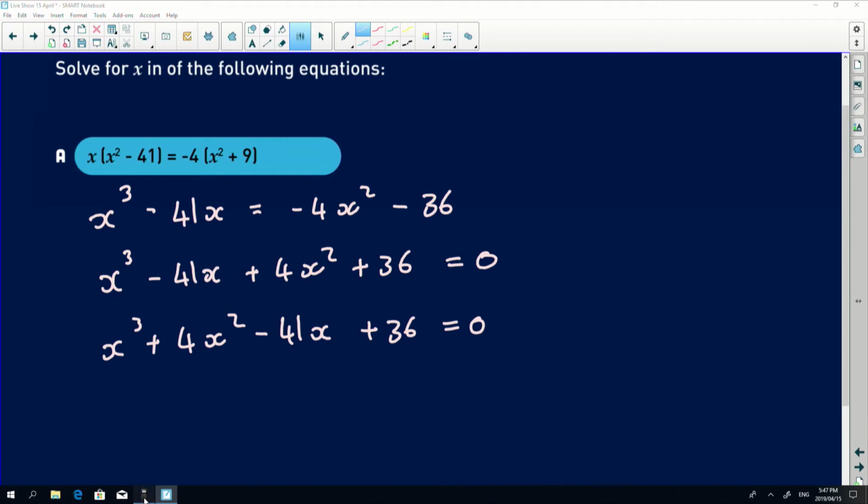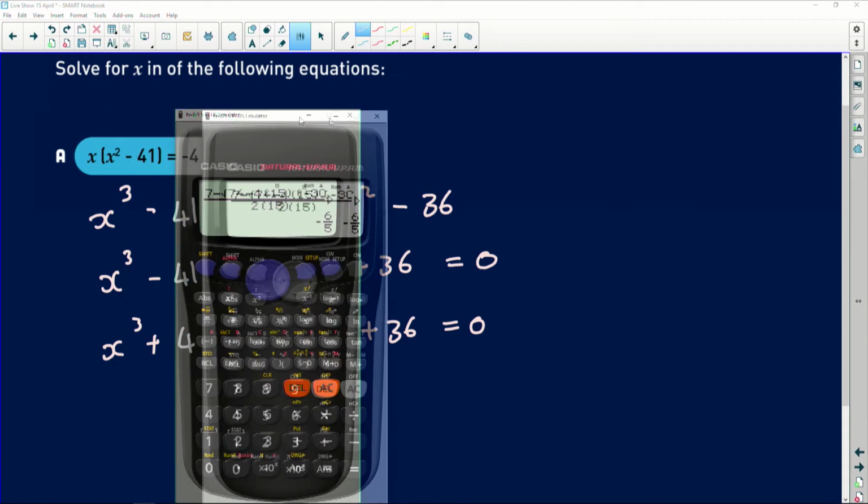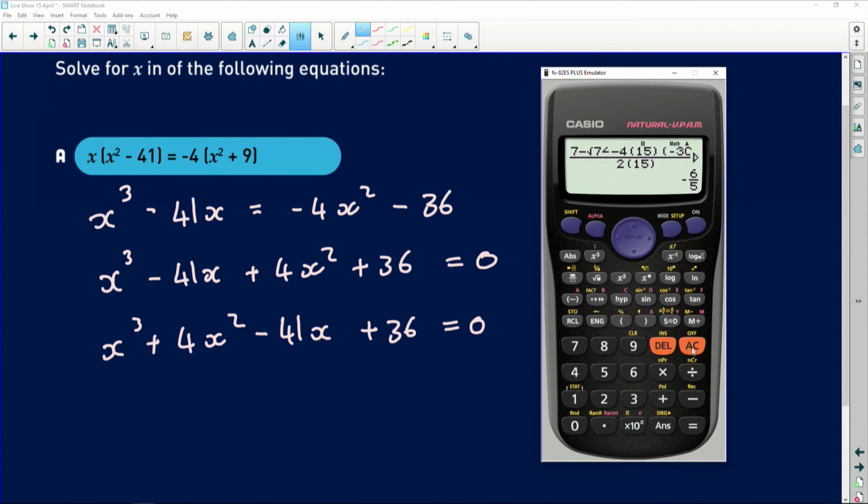So let's go back to our calculator and we're going to do all those nice steps that Philippa and I showed you earlier on in the show. So we're going to change our mode to 3. We're going to put in our equation. So we're going to have x raised to the power of 3 plus 4x squared minus 41x plus 36. Okay, we're going to press equals.